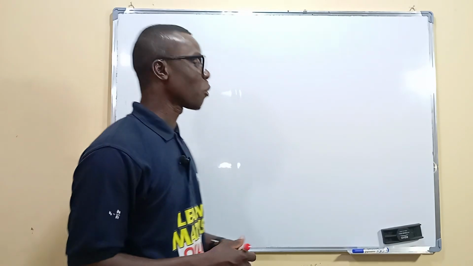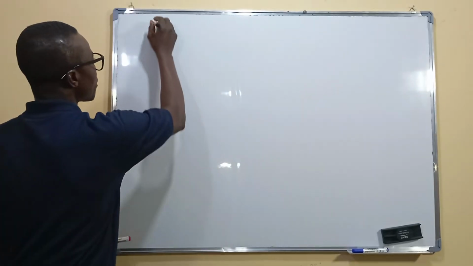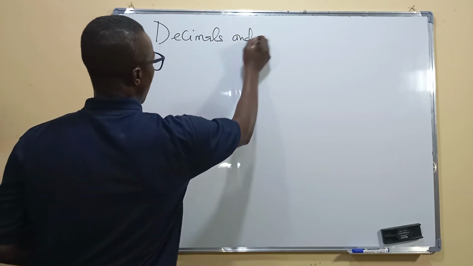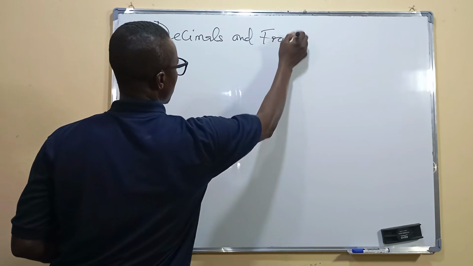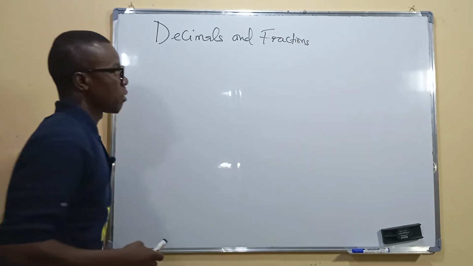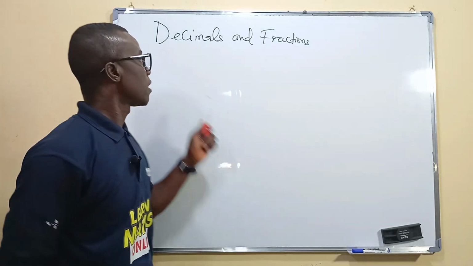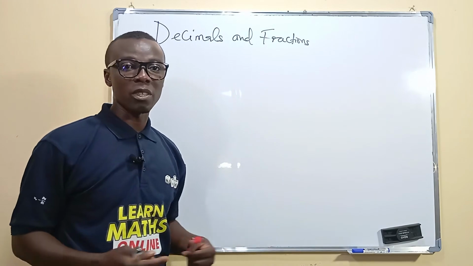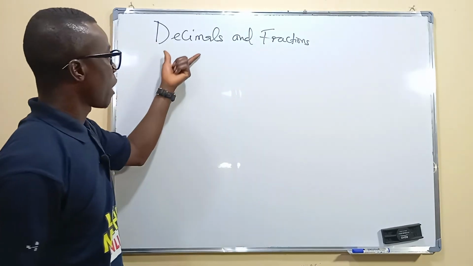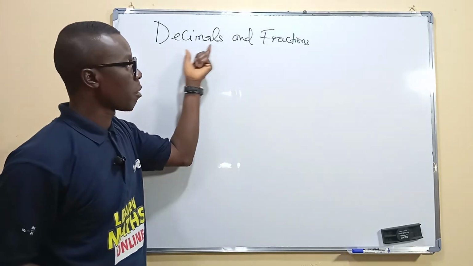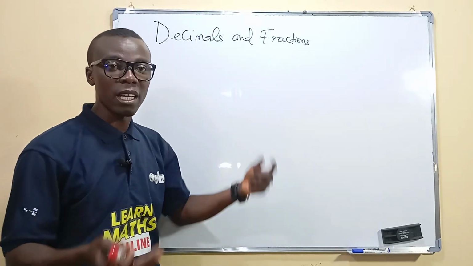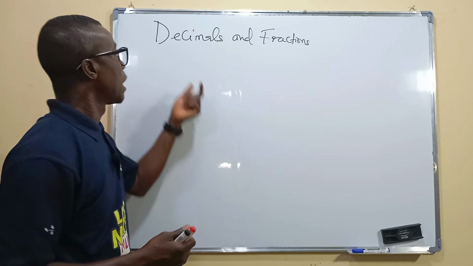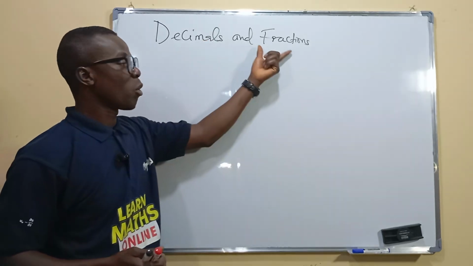So in this video, we are going to be talking about decimals and fractions. Now, you would agree with me that decimals and fractions are different ways of representing numbers. But then we have to know that there's a relationship that decimals and fractions do have. So numbers that are whole as well as numbers that are not whole can be represented as decimals or fractions.